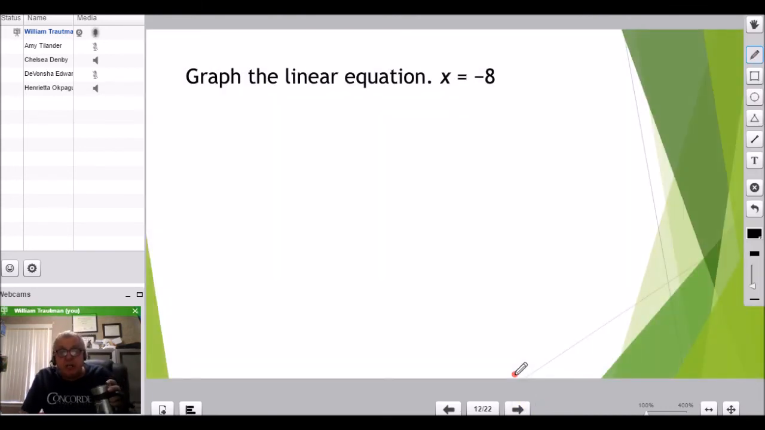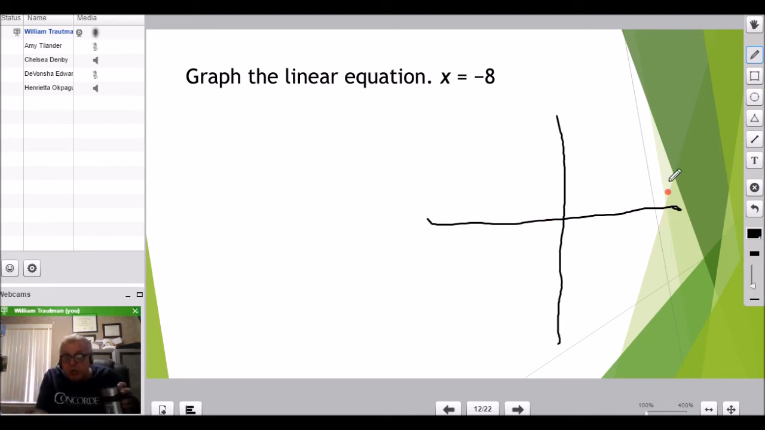Graph this linear equation. So I need to graph this. Can somebody tell me what the line looks like if I graph this? By the way, this was the discussion question for that week. I don't know if it was week 2 or week 3, but this was the discussion question. Can somebody tell me what this graph looks like?